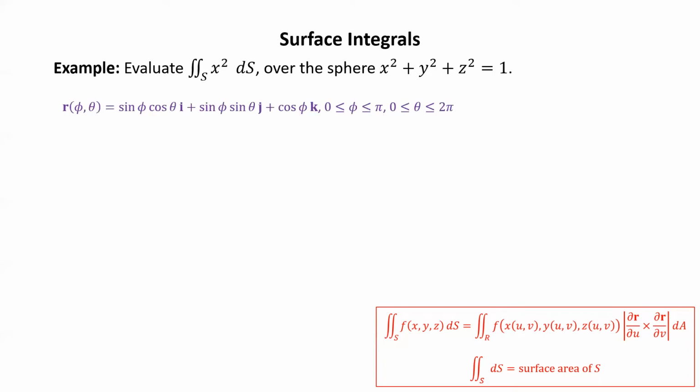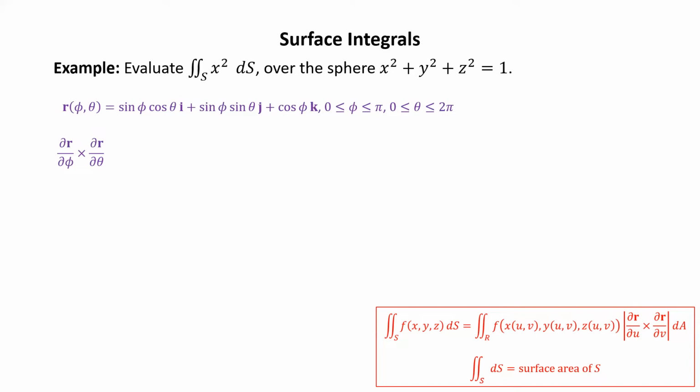We start by parametrizing the sphere. Let's do it in the usual way using spherical coordinates. Since this is the unit sphere, rho is equal to 1, so we get the parameterization r of phi, theta equals sine phi cosine theta i plus sine phi sine theta j plus cosine phi k, where as usual, phi goes between 0 and pi, and theta goes between 0 and 2 pi.